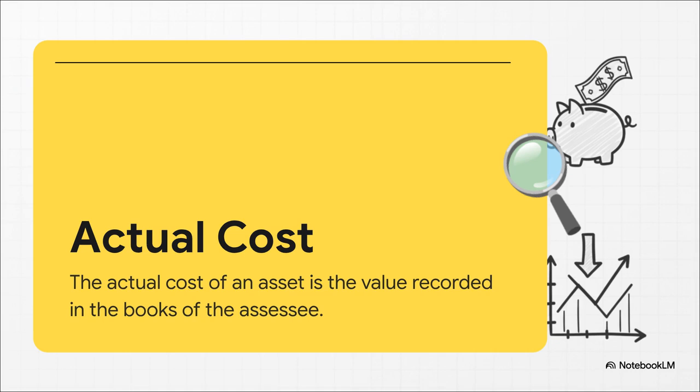So here it is, the formal definition. The actual cost begins with the value you've recorded in your company's books. But, and this is the really crucial part, that book value is just the beginning. It has to be adjusted based on very specific rules laid out in the 2025 Act. So, let's see how that calculation actually works.